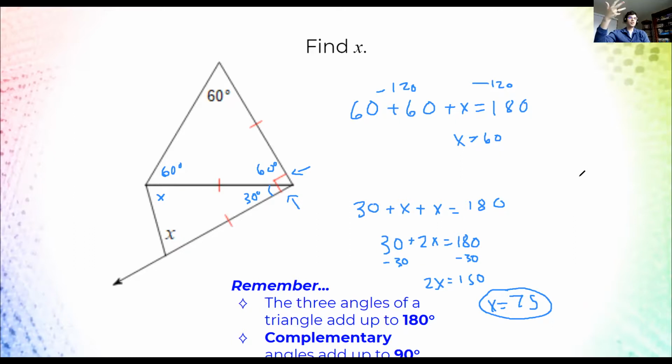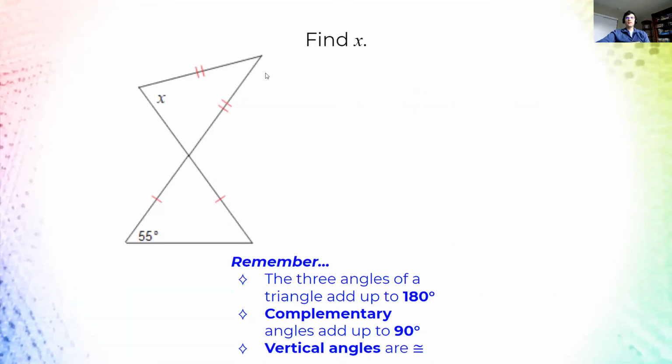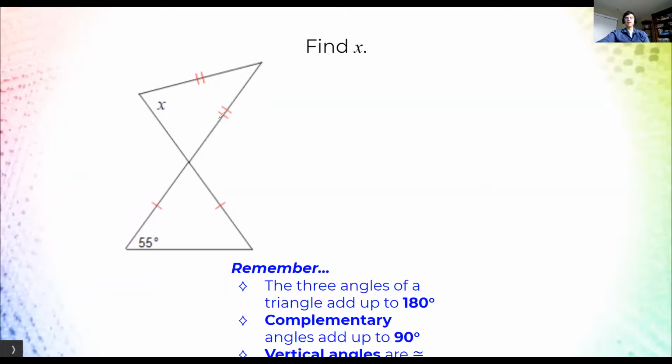I can't divide that in two willy-nilly because I don't know that they're going to be necessarily the same, right? That's the trick. All right, next one. This one also adds another thing that we need to remember. Vertical angles are congruent. So let's see how that's going to come in handy.